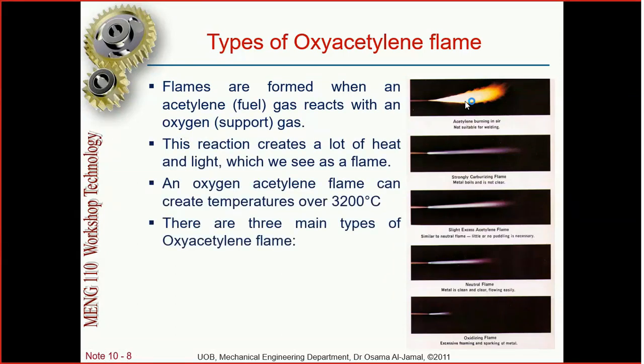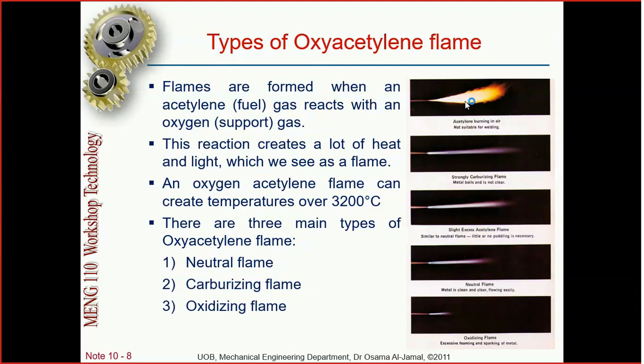So flames are formed when acetylene gas reacts with oxygen. This reaction creates a lot of heat and light, which is seen as a flame. This flame can reach a temperature of up to 3200 degrees Celsius. Now there are different types of flame.